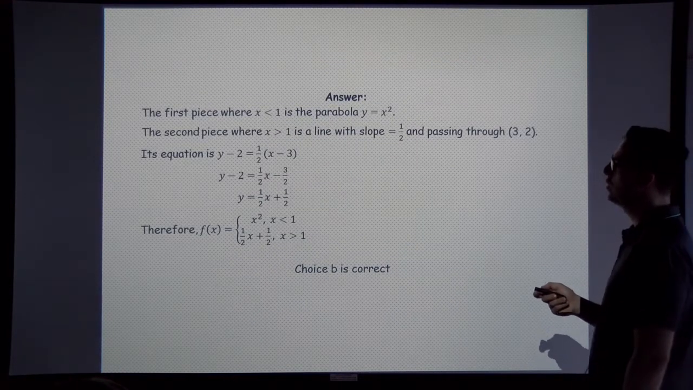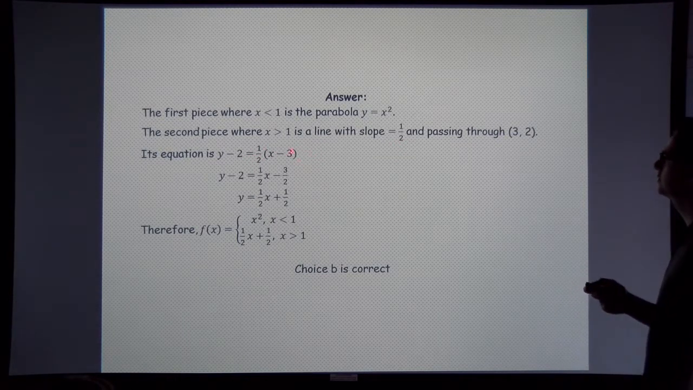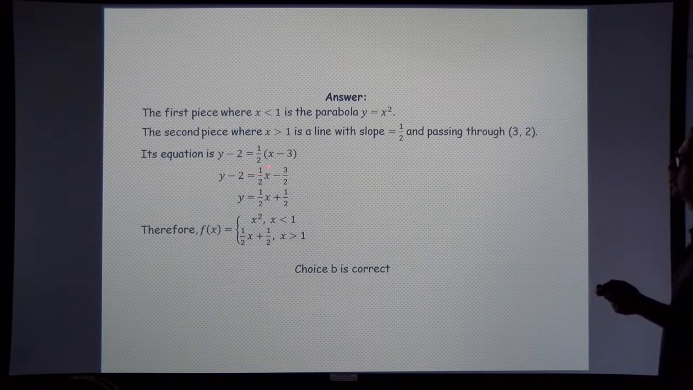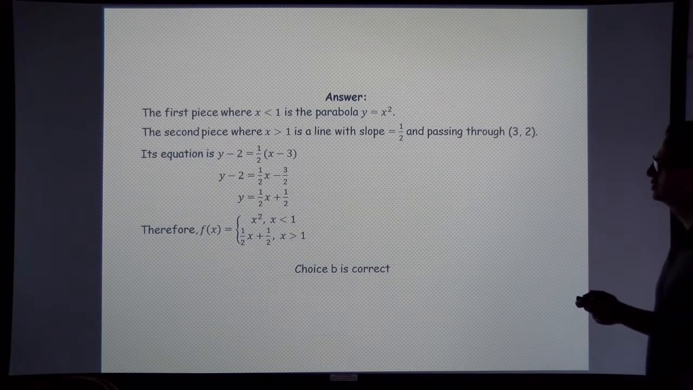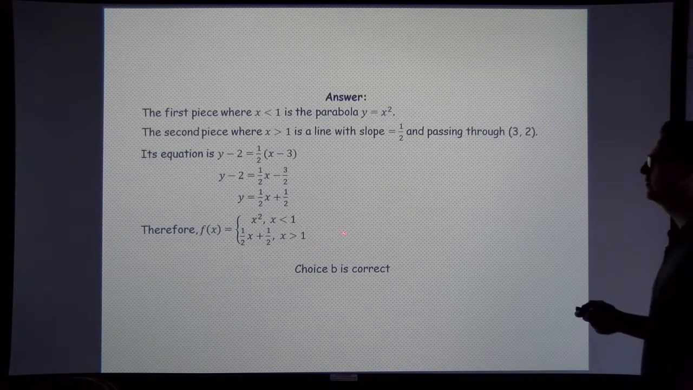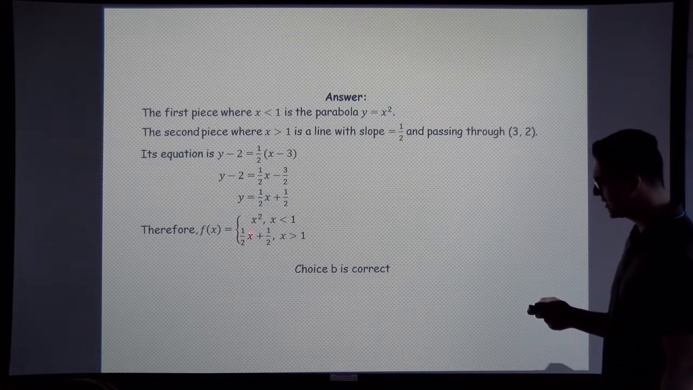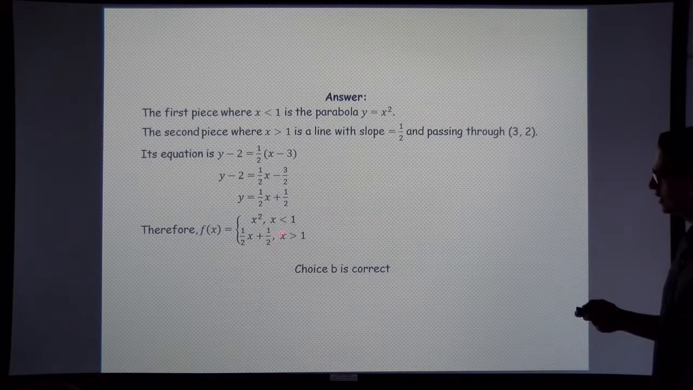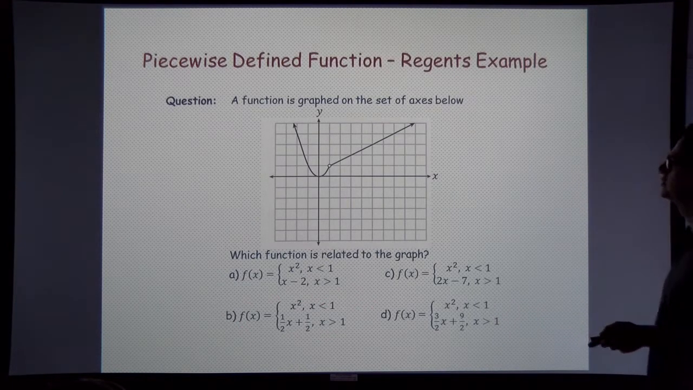So its equation is going to be y minus 2 equals 1/2 times (x minus 3). Y minus 2 is going to equal 1/2 x minus 3/2. Add 2 to both sides. We're left with y equals 1/2 x plus 1/2. Therefore, f of x is going to be x squared where x is less than 1, and 1/2 x plus 1/2 where x is greater than 1. So the correct answer for this example would be choice B.